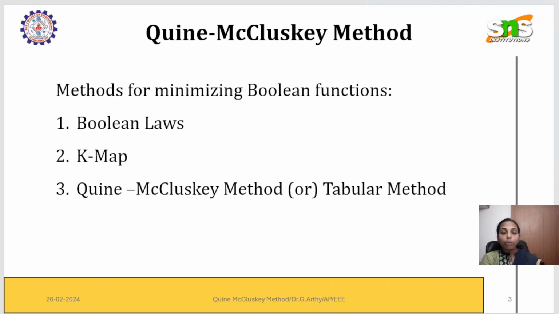So we have to move to the Quine McCluskey method. The Quine McCluskey method, or the tabular or tabulation method, is the easiest way to reduce a Boolean expression when the number of variables is greater than 5.